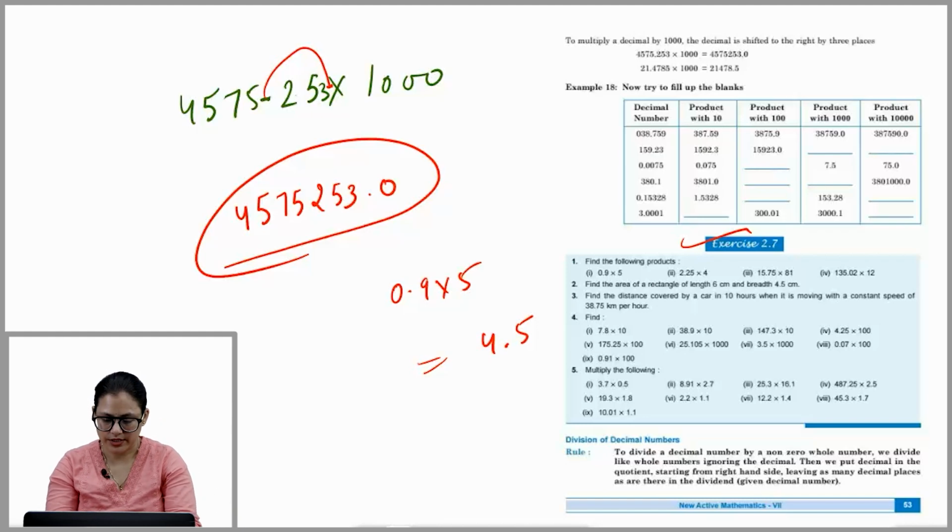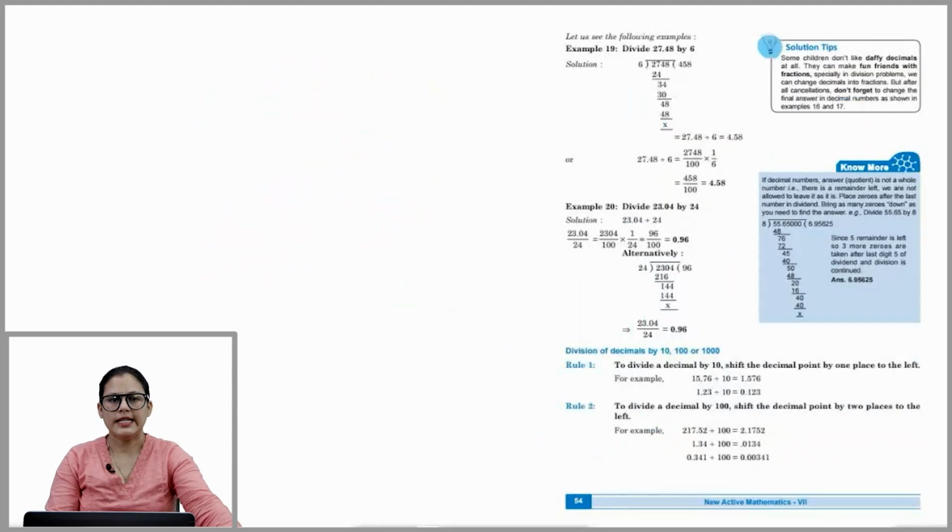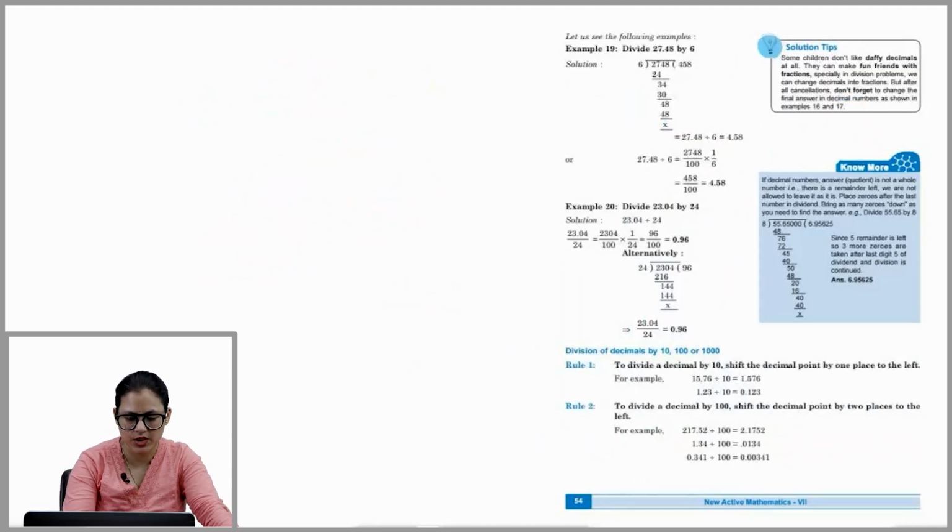Okay. Now, division of decimal numbers. Rule: to divide a decimal number by a non-zero whole number, we divide like whole numbers, ignoring the decimal. Then we put a decimal in the quotient, starting from the right-hand side, leaving as many decimal places as there are in the dividend. Okay. Let us see the following example. You have to divide 27.48 by 6.